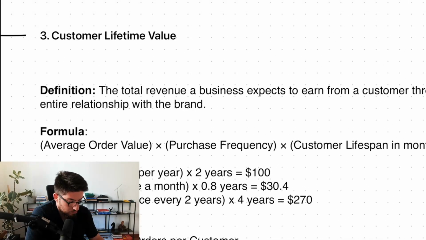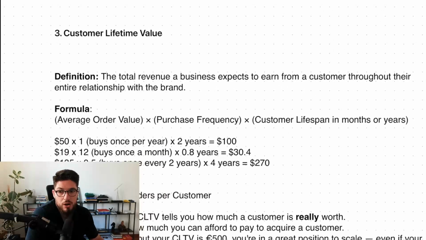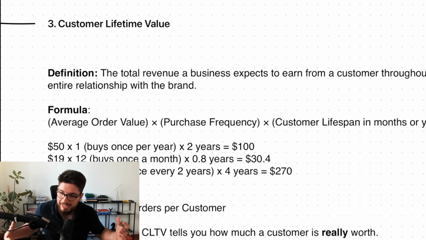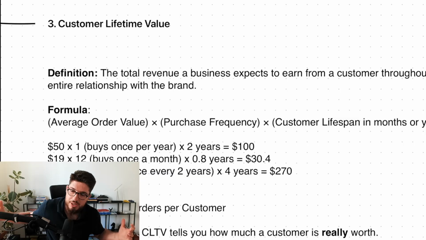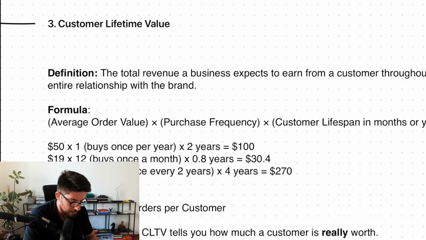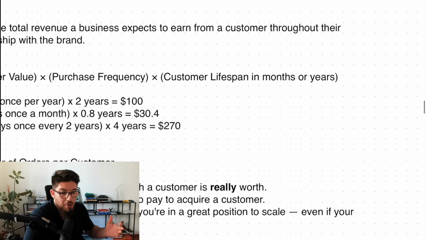Definition: basically total revenue that you expect to earn from just one customer throughout the entire relationship with the brand. So how much these people will spend with you after 1 year, after 5 years. It is always an expectation, because maybe after 20 years, if you're going to have a brand for 20 years, people will buy in year 1 and year 20, but you cannot consider that. So usually the generic formula is AOV, how much every person spends on average, multiplied by the purchasing frequency, and then how long this customer lifespan is going to be in months or years.